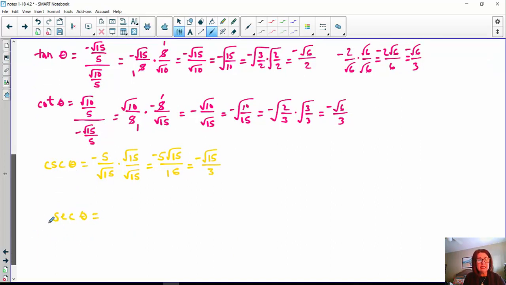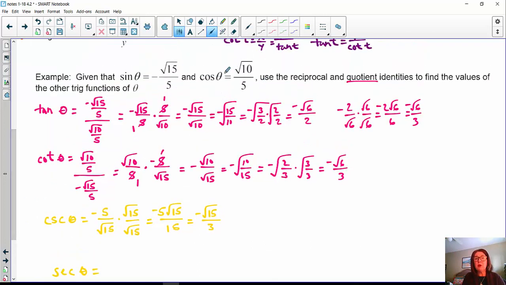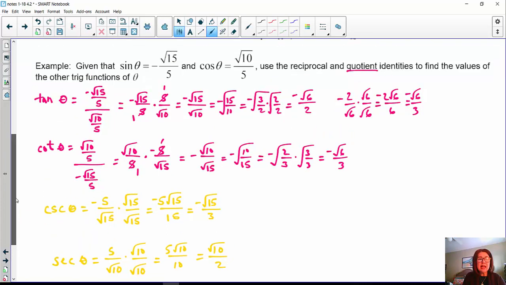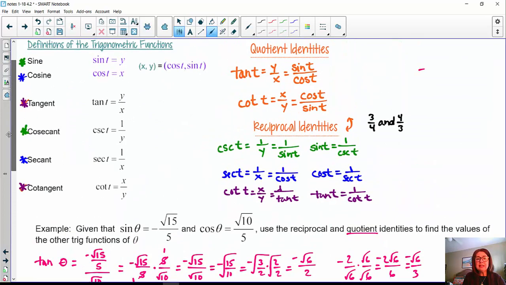And then for the secant of the angle, using my reciprocal identity, I recall that secant is the reciprocal of cosine, so I'll take the reciprocal of the cosine of the angle, which is 5 over the square root of 10. I will multiply by the square root of 10 over the square root of 10 and get 5 times the square root of 10 over 10, and then 5/10 reduces to 1/2, so square root of 10 over 2. So now you see how, if all you know is the sine and the cosine, you're able to find every single other function using the quotient identity and the reciprocal identity.